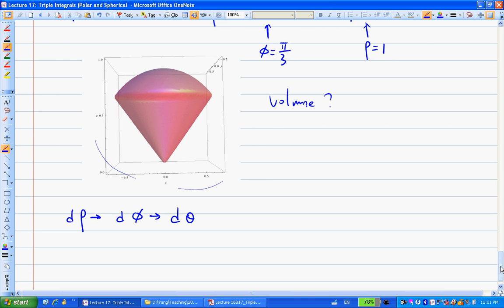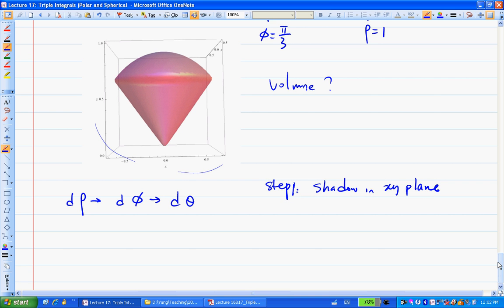If I choose this order, these are the steps you do. First step: draw the sketch of this solid's shadow in the xy plane. Once we draw the shadow, we're going to start these integrations.